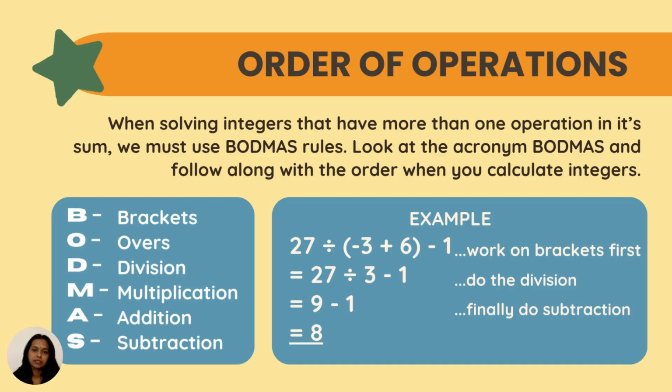We've got 27 divided by open bracket negative 3 plus 6 close bracket, minus 1. The first thing you would do is work on your brackets. Negative 3 plus 6 gives us a positive 3. If you look at the second row, it's got 27, which remains the same, divided by positive 3 minus 1. Next we have to work on the division first before the subtraction. So we divide 27 by 3 and we get 9. And finally we put on the minus 1. We do the subtraction: 9 minus 1 gives us 8. Easy.